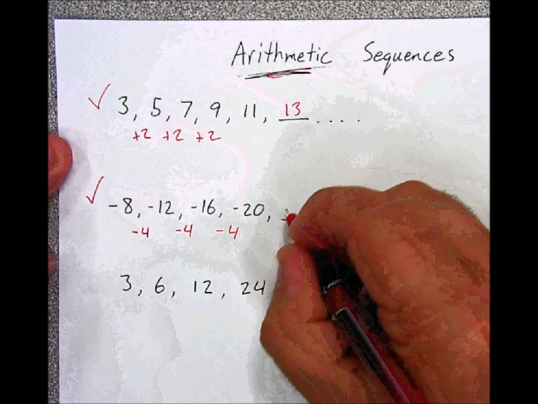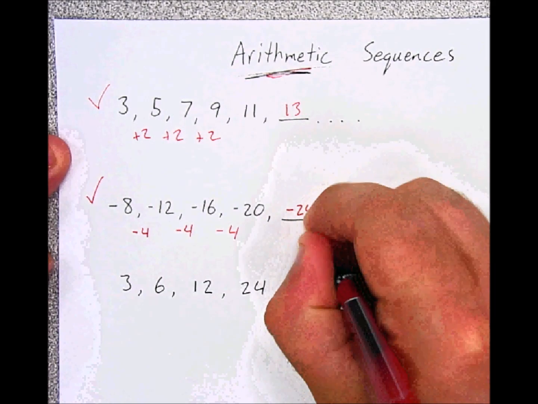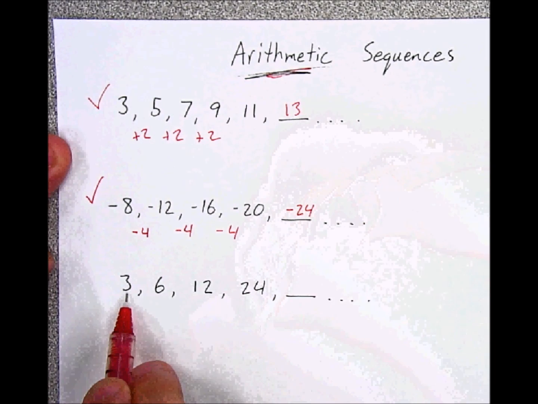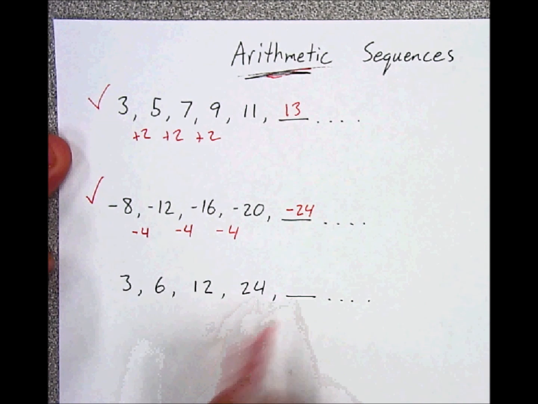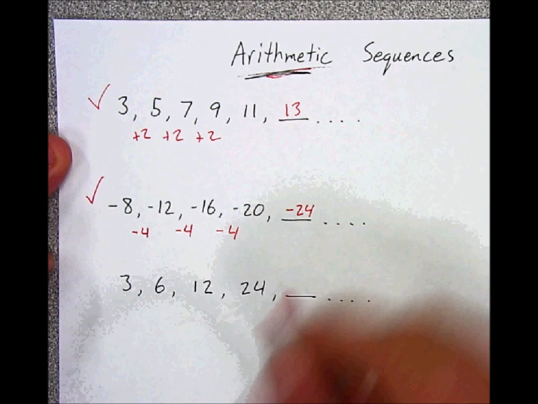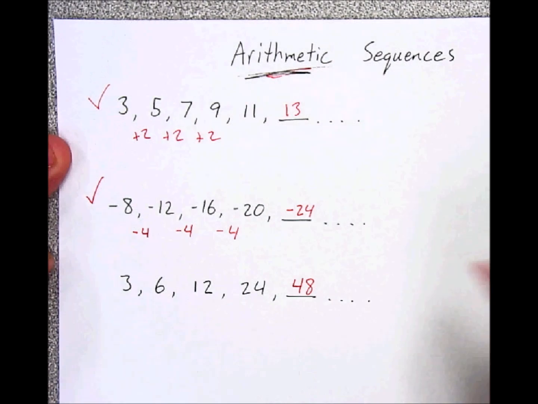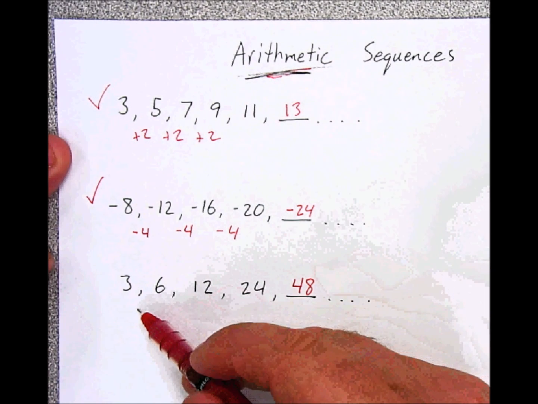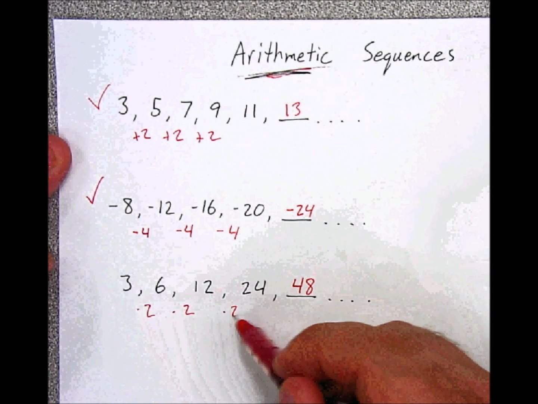All right, let's look at the third one here. And obviously our next number would be what? Minus 24. So 3, 6, 12, 24. Can you tell what the next number would be? You probably can. We'll be at 48. And how are we doing that? Times 2, times 2, times 2, right?